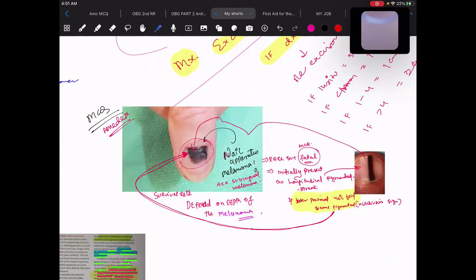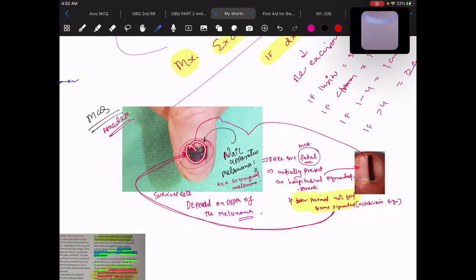The initial presentation is seen as a longitudinal pigmented streak. So, any patient who comes at this very stage, you need to ask about the history of the initial lesion. If it was just like this, a longitudinal pigmented streak, that is nail apparatus melanoma. Later, from this longitudinal pigmented streak, it goes to the proximal nail fold and becomes pigmented. That is what we call the Hutchinson sign.